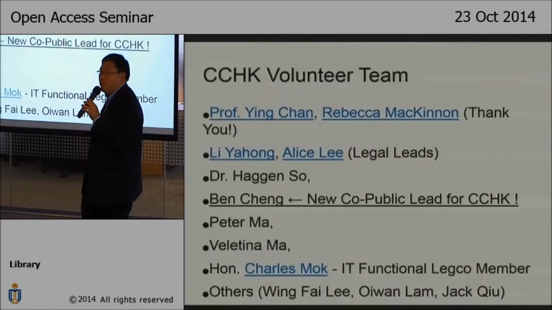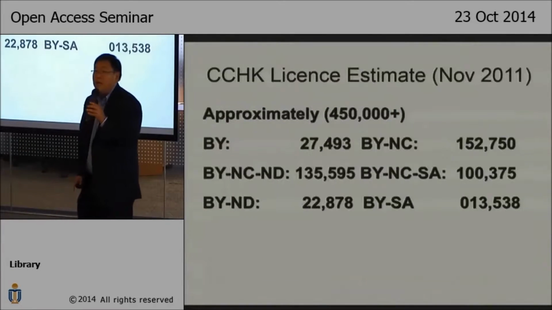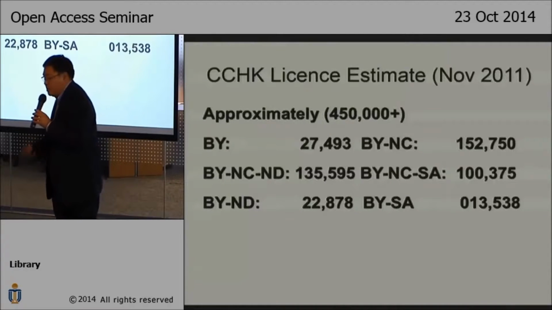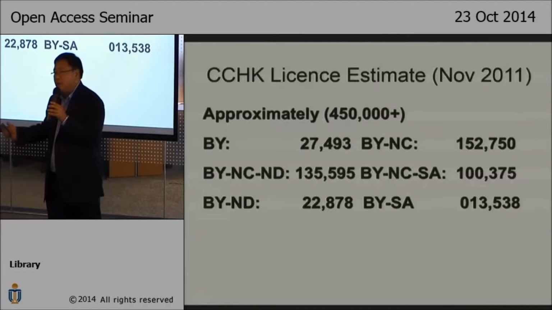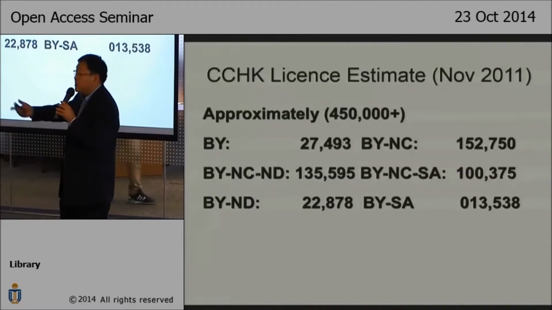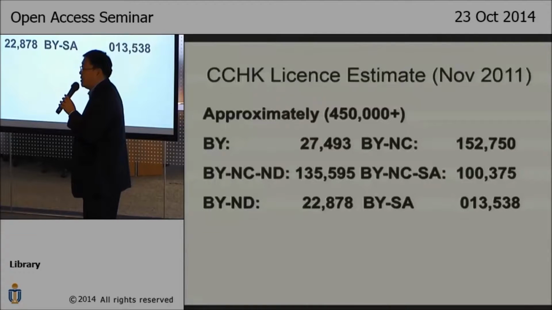volunteers. He's the co-public lead for CC Hong Kong, and again, here is a list of supporters. So what we did initially was we wanted to track how many people in Hong Kong use the CC licenses. And in 2011, it's been 7 years now since this has been going on. That's kind of the reason why I've stood down. We need new blood. Back in 2011, we had over 450,000 licensed works.